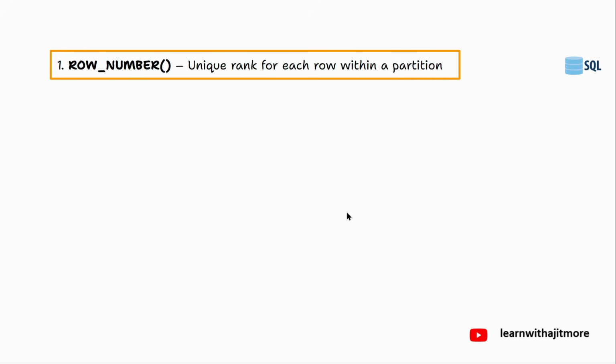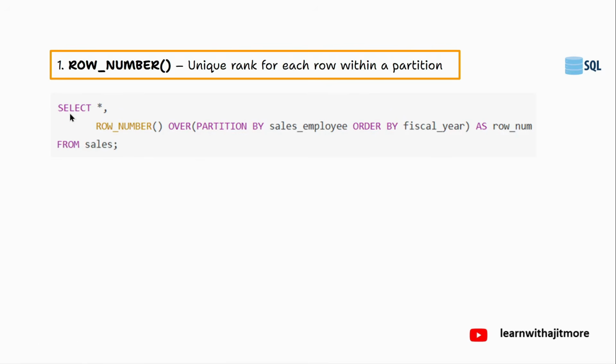And now you know it. If you don't give that partition by, it will treat the whole table only as one partition. See, select star. Star means all the remaining columns. Then what is the window function? Row number. Over, then you're telling partition by sales employee and you're ordering on the year basis as row number. You can order on the sales basis also, up to you.